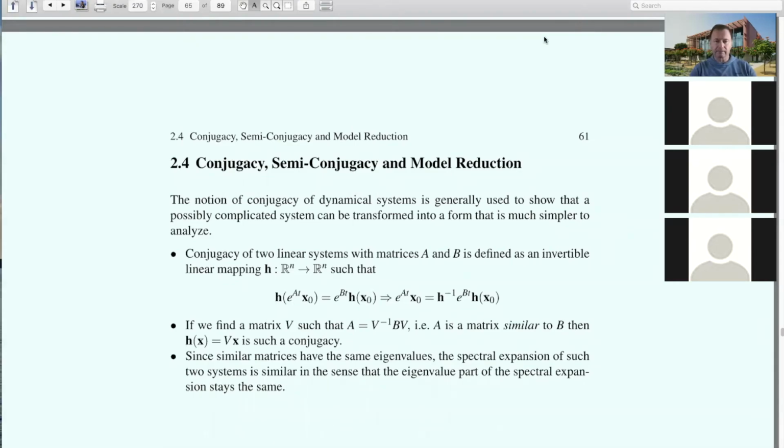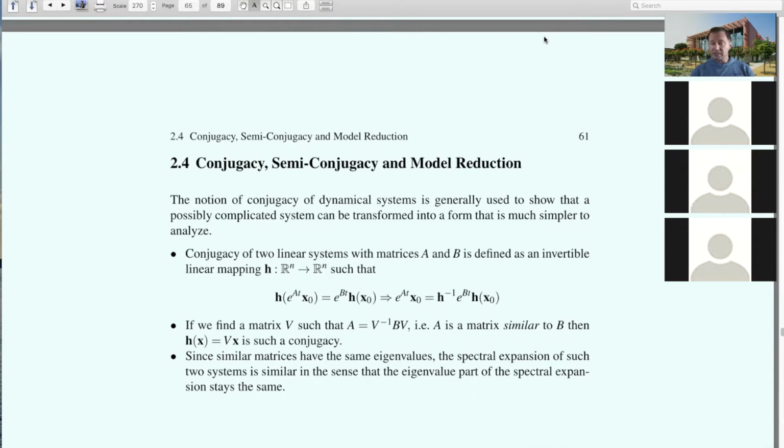So today we're going to speak about the topics of conjugacy, an all-important topic in dynamical systems that allows us to declare two dynamical systems similar in some sense. We'll see in which sense for linear systems first. And then semi-conjugacy, which basically says that we can declare one system as similar to a subsystem of another.